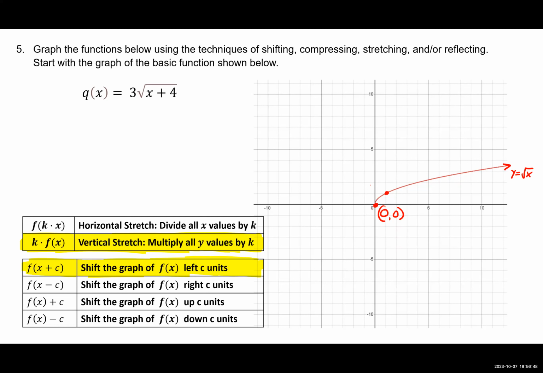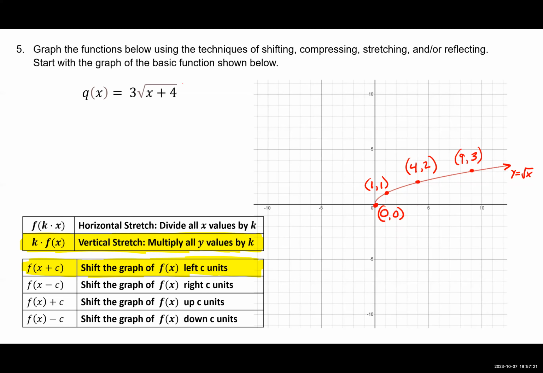I'll write that a little bit neater. That's 1, 1. When x is 4, the y value has to be 2 because the square root of 4 is equal to 2. The square root of 9 is 3. So this point is another point on the graph that we know is whole numbers. When x is 9, the y value is 3. Okay. So those are 3 points on the graph.